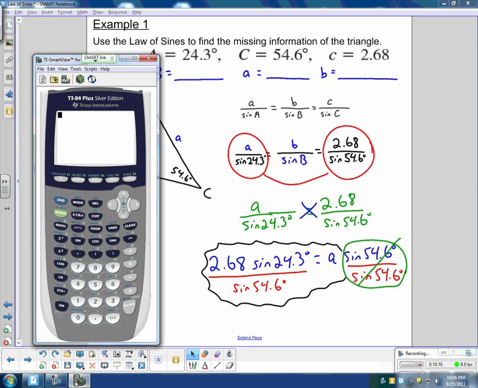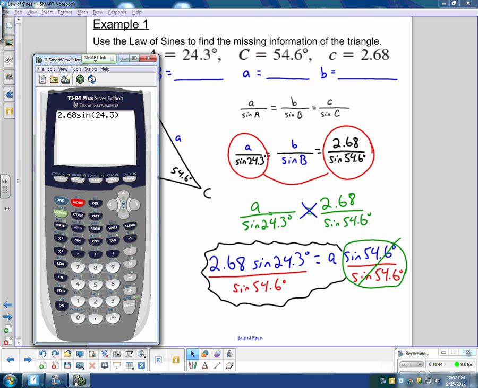In my calculator, I'm just going to type that value. We're going to type in our numerator, 2.68 times, we can press times, but we don't have to. We can just type in sine of 24.3. Now, this is a point of interest. Remember, 24.3 is degrees. Now is the time where we click that mode button and make sure my calculator is in degree mode. Because if it wasn't in degrees, we're inputting something different and we might get incorrect answers.